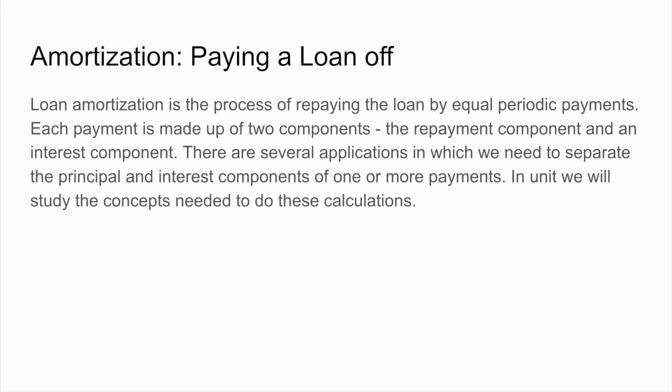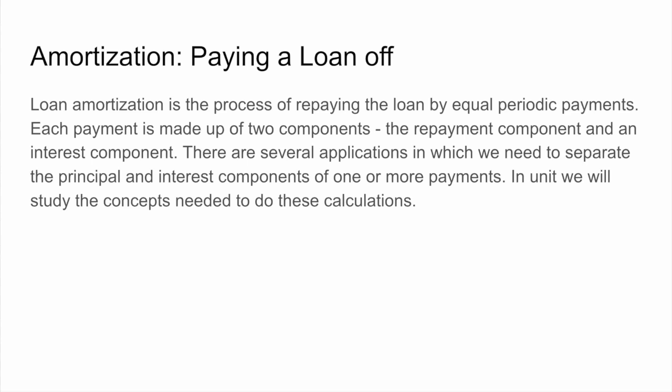Loan amortization is a process of repaying the loan by equal periodic payments. And again, that's what we talked about as an annuity, right? It's an equal periodic payment. And each payment is really made up of two components. The first component is the repayment component. How much are we actually paying back on the principal? And the second component is the interest, which is the rent on the money.